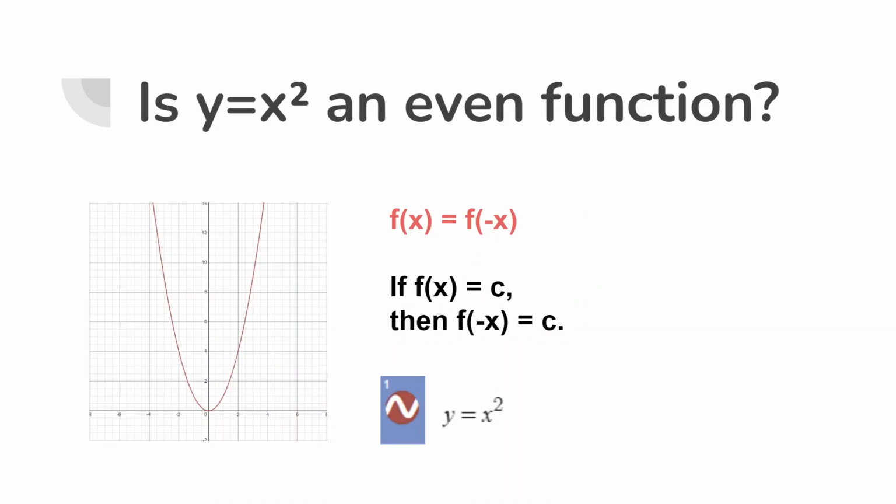We're going to check if y equals x squared, a quadratic function, is an even function or not. Recall that the property of an even function is that f(x) is equal to f(negative x), which means if f(x) is a certain value c, then f(negative x) also should be that certain value c.